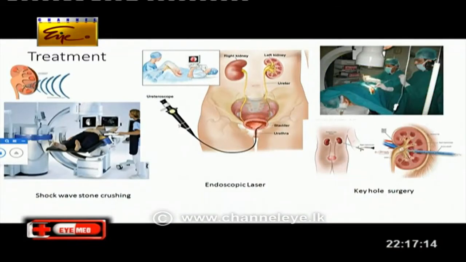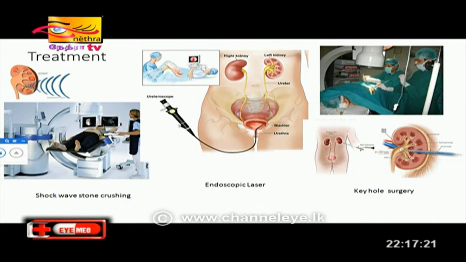If the stone is big, then you have to do it under general anesthesia. It needs a hospital stay of about 2 or 3 days. And what we do is, under X-ray guidance, we make a little puncture hole into the kidney and then go along that and put a telescope into the kidney. And then when we see the stone, we have various mechanisms to crush the stone into small pieces, like laser and sometimes various other techniques, and remove it through that tube.